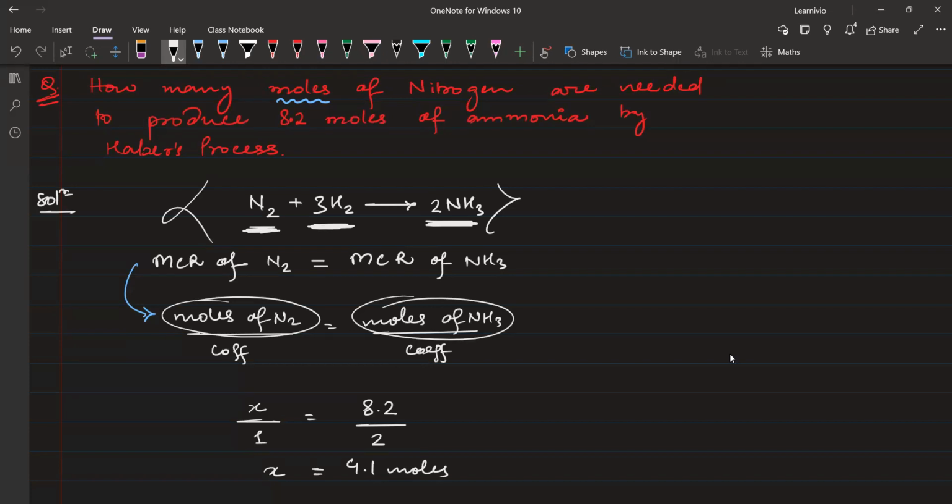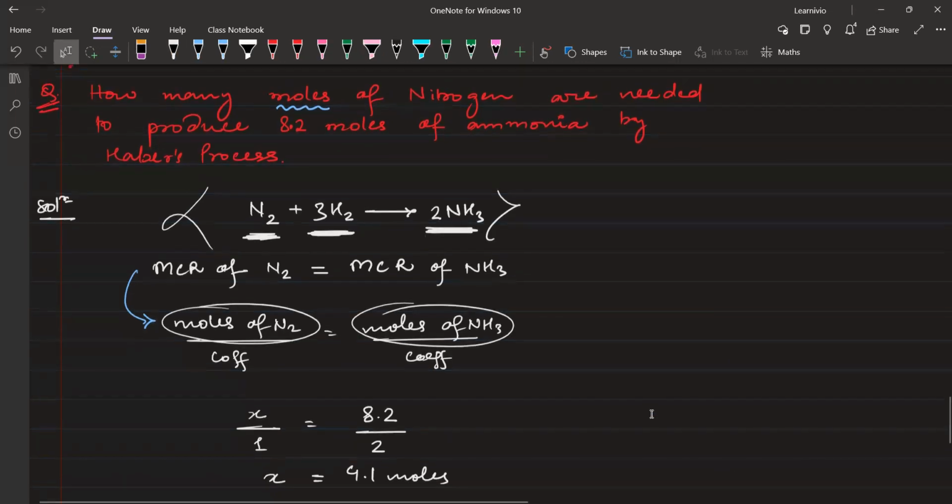Okay, now if you have N2 plus 3H2 gives 2NH3, this is how you are always going to read the reaction. But in this particular question we have to only focus on N2 and NH3. Make sense? Yes, sir.